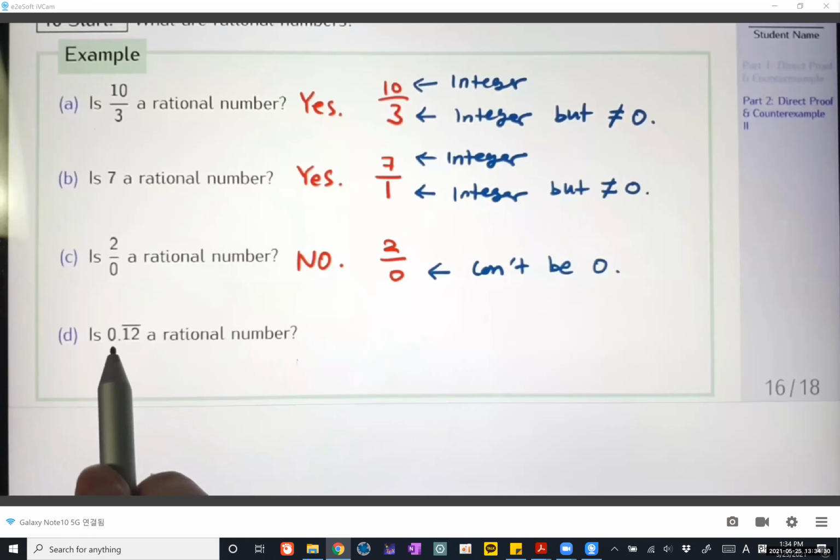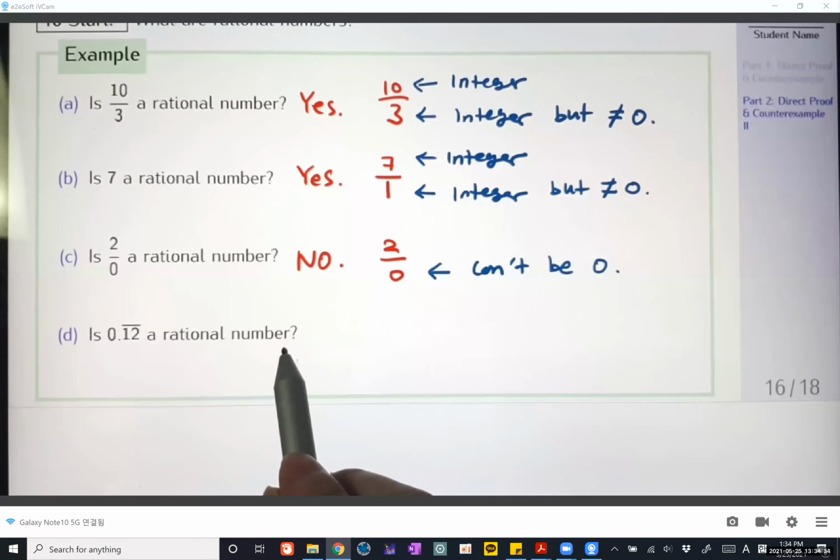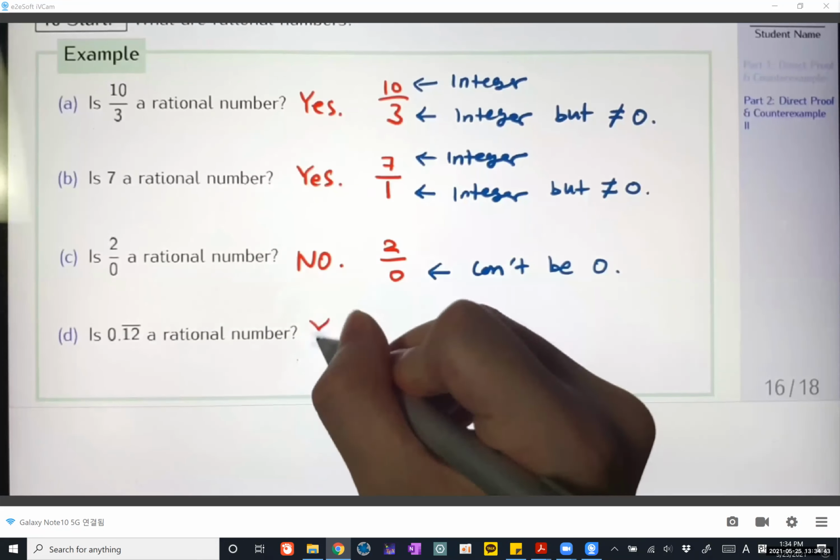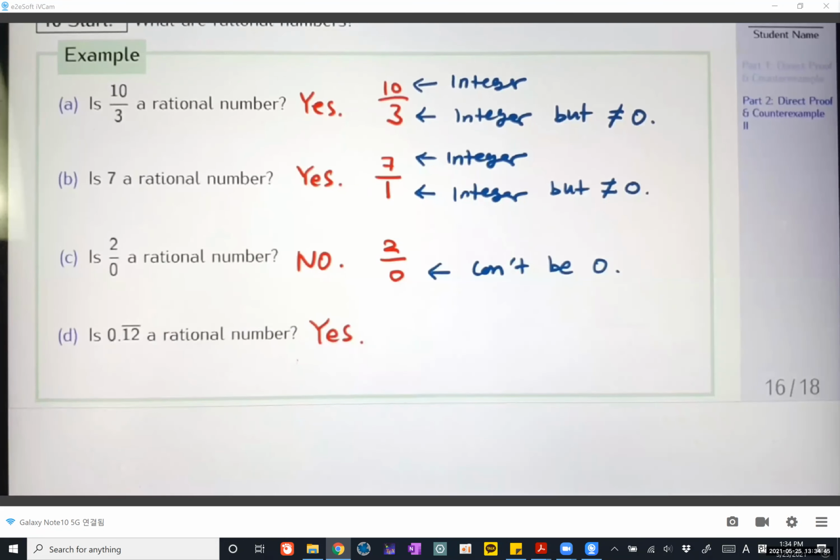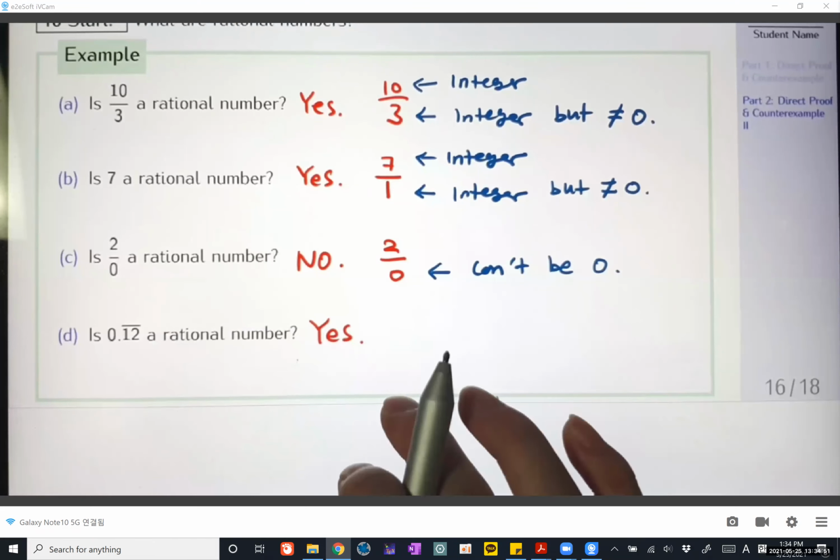Okay, do you think this decimal number 0.1212 repeated is a rational number? Yes or no? You guys knew that I would ask this question, eh? It's yes. But why? Why is this ugly decimal number a rational number?